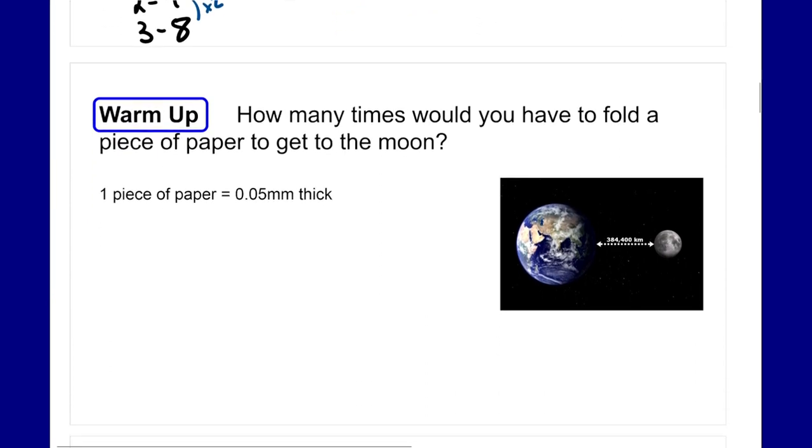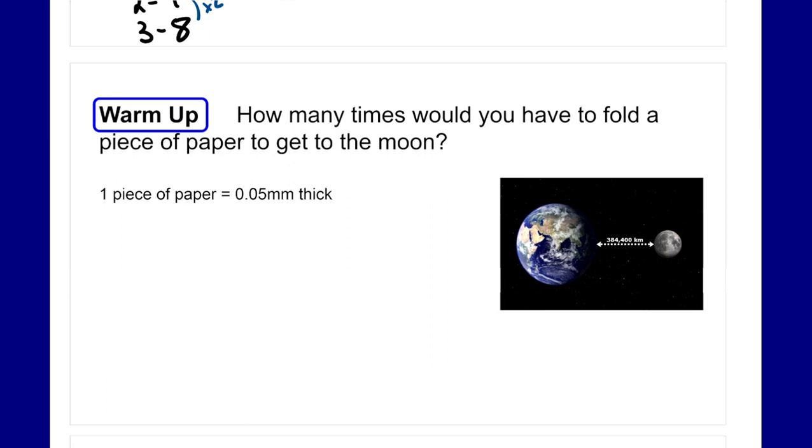Another similar warm-up: how many times would you have to fold a piece of paper to get to the moon? The information that we're given is that from the Earth to the moon it's 384,400 kilometers, and one piece of paper is 0.5 millimeters thick.